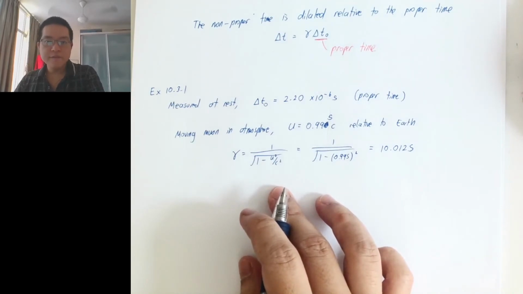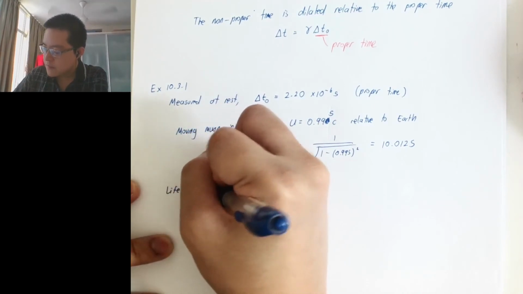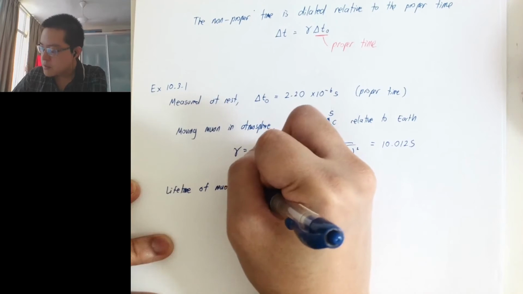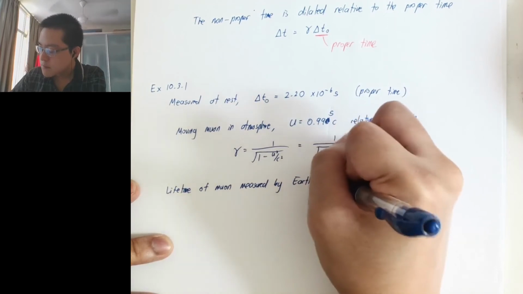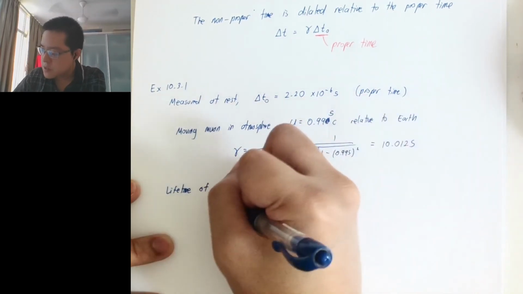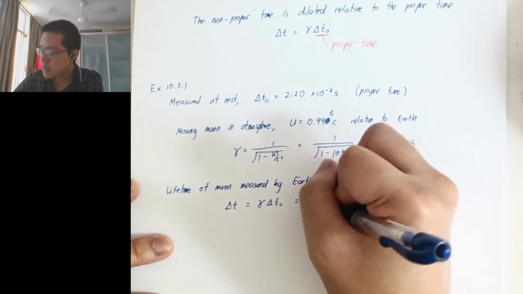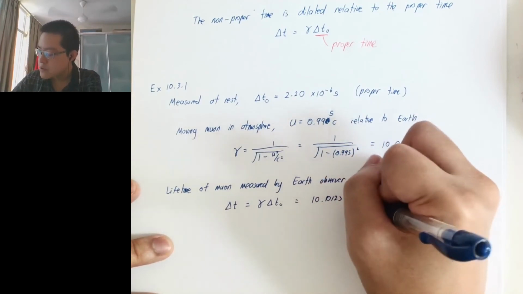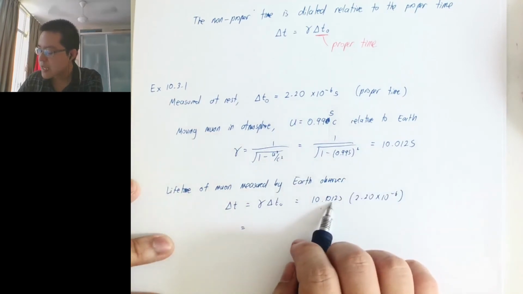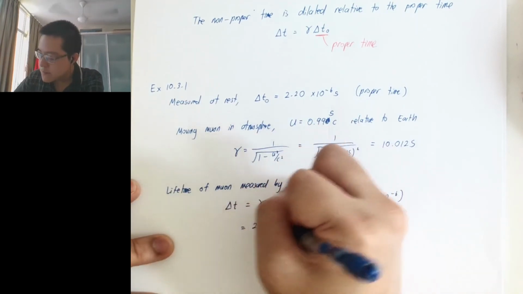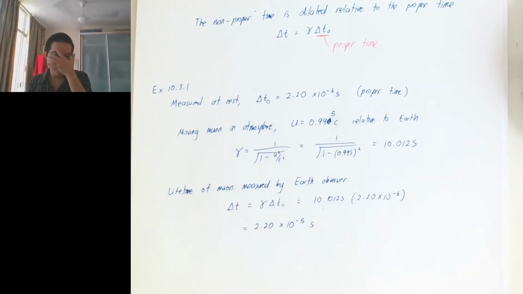So the lifetime of the muon measured by an Earth observer is dilated. The lifetime is just gamma times delta T0, which is 10.0125 times 2.20 times 10 to the minus 6. Basically, it's almost times 10, so it's 2.20 times 10 to the minus 5 seconds. This is 10 times longer than we expect.